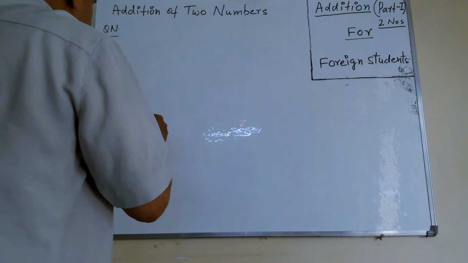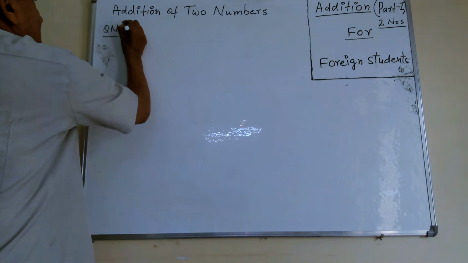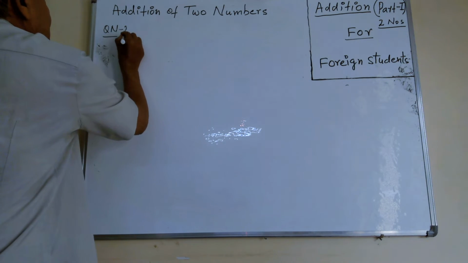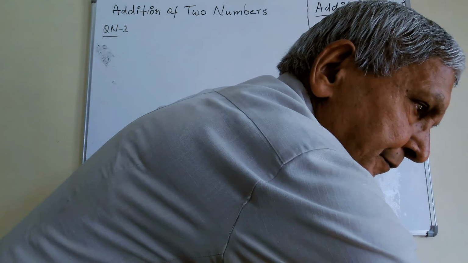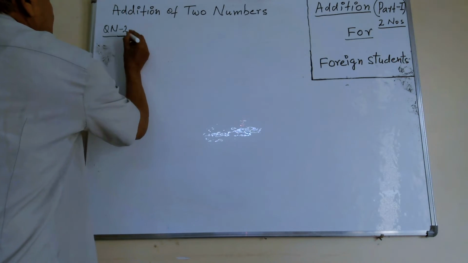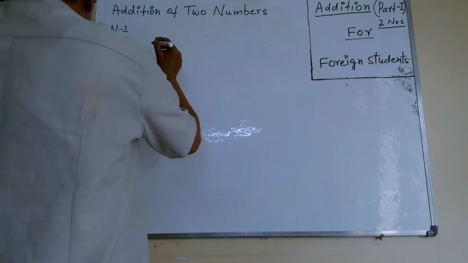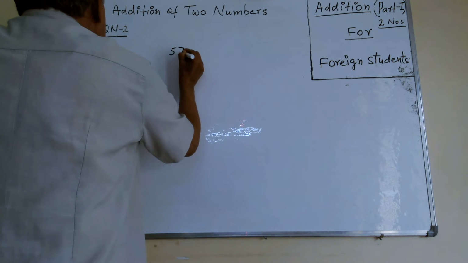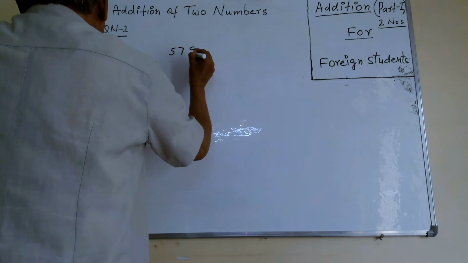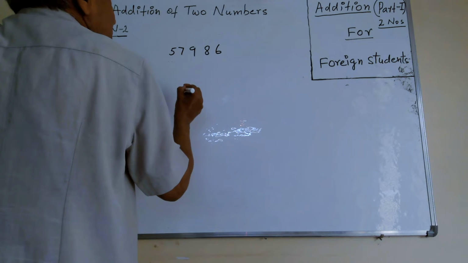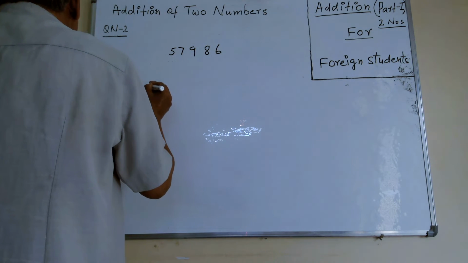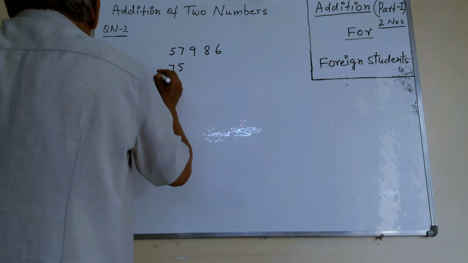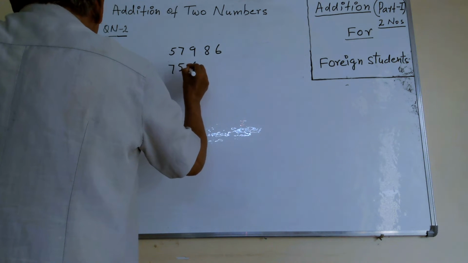My dear students, question number 2. In question number 2, the first number is 57,986. This is the first number, and the second number is 75,659.